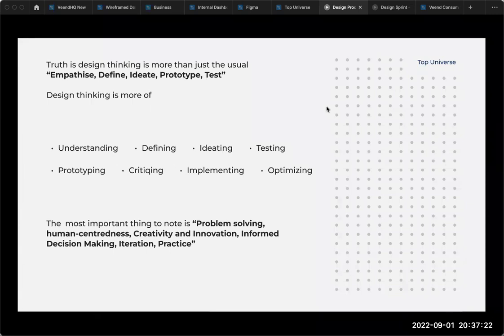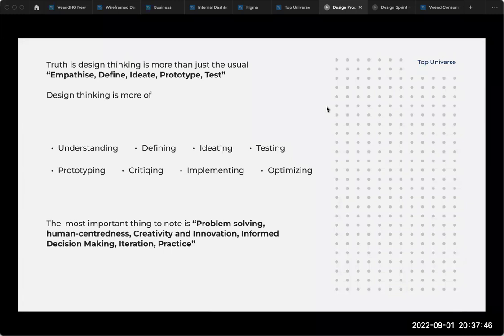Then you have creativity and innovation, then informed decision making, that's making your research and all, then iteration and practice. So design thinking is actually a practice. It's like an activity, right? It's not just a process. As you practice more, you understand what design thinking is all about. It's more than just you empathize, you define your ideas, and prototype and test. It's more than just that.